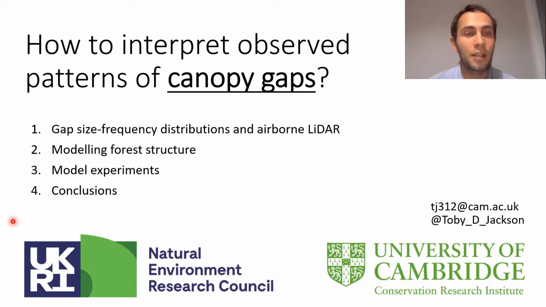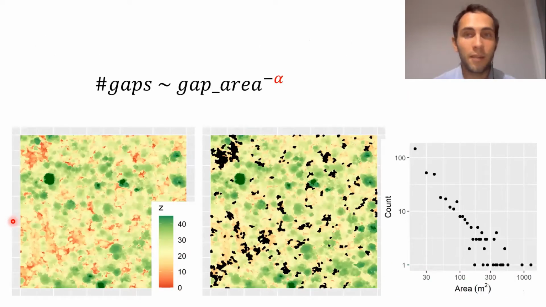And in this presentation, I'm going to talk about the gap size frequency distributions. So that's essentially the ratio of small gaps to large gaps. We're going to be using airborne LiDAR to look at these gaps. And the main aim of the presentation is to try and interpret, or at least think about how we could interpret, the observed gaps. As we'll see, it's very easy to observe gaps, but it's quite difficult to interpret them. And so the way I'm going to try and do that is with a series of model experiments, which we'll get to. So to start with, here is some airborne LiDAR data.